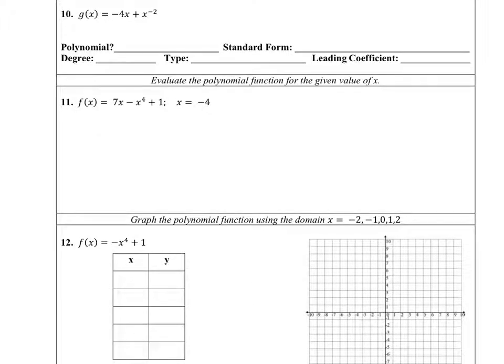We're going to evaluate, on number 7, it says evaluate the polynomial function for the given value of x. So basically, x is equal to -4. Plug in -4 here and solve this. Work it all out. So just be very careful with your calculations there.